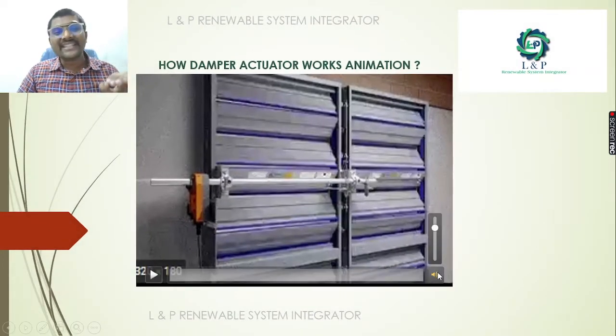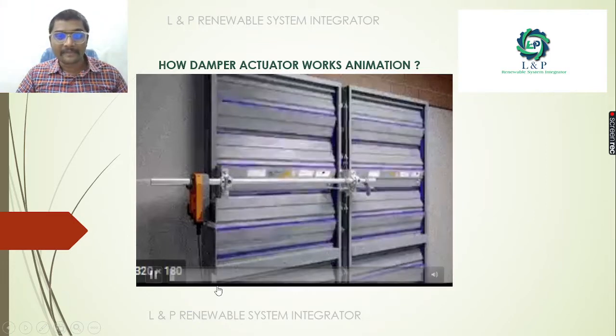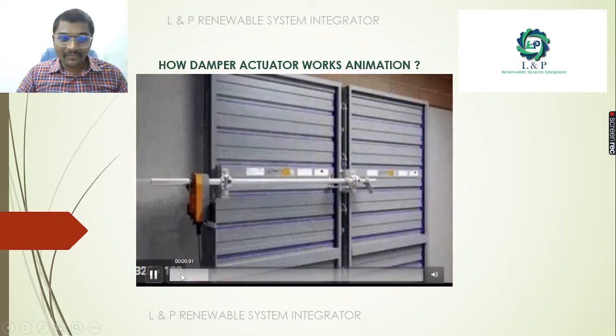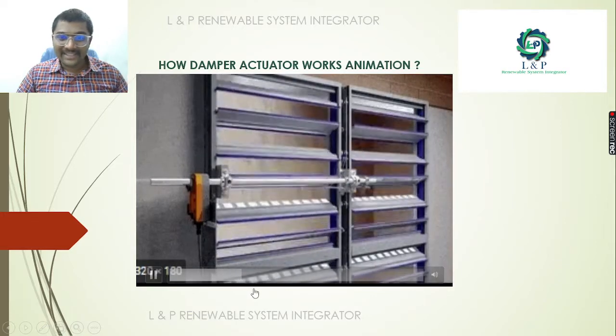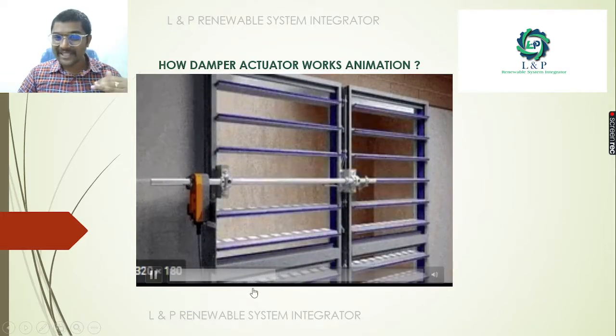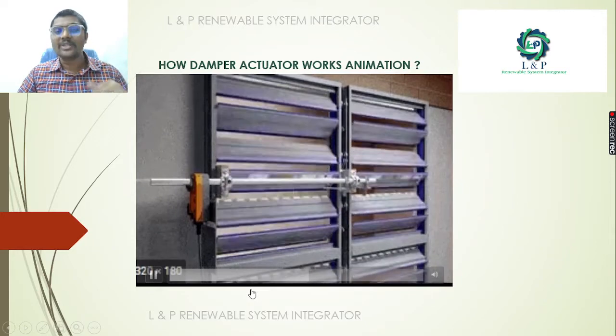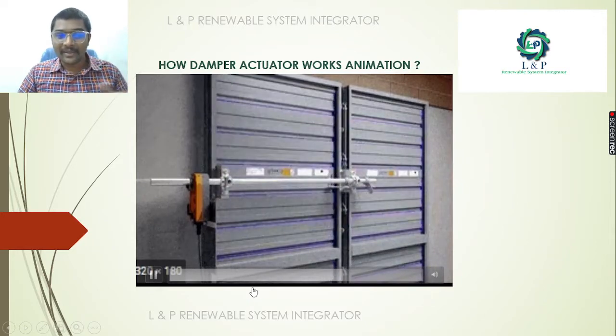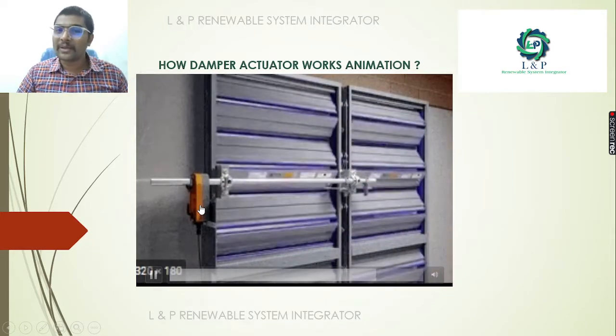So this is a simple example of how an electrical damper actuator works. See here how it is opening and closing. This is what we are going to perform using these actuators.